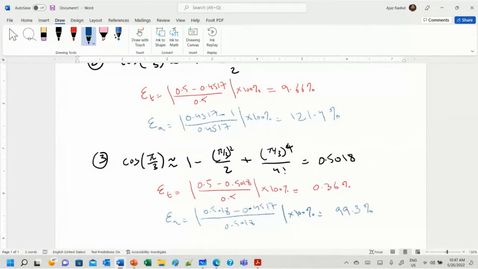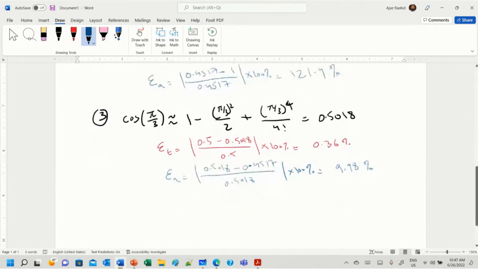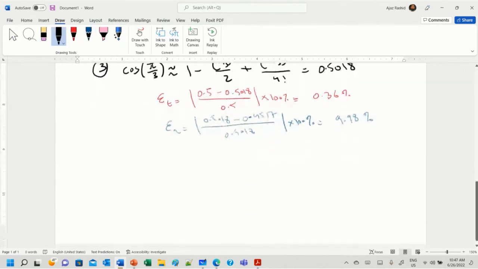Is it, or am I mistaken? No, it's my mistake. I haven't changed the value. So it's 9.98. You're right. Okay, so still it's not less than 0.5%, so we continue.